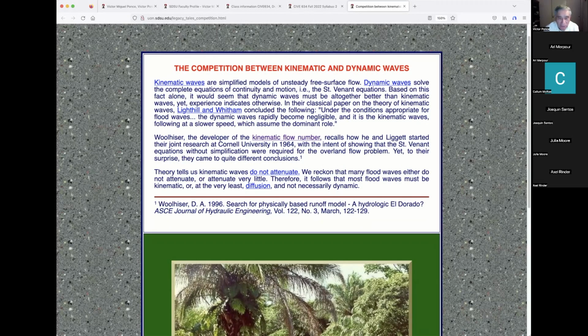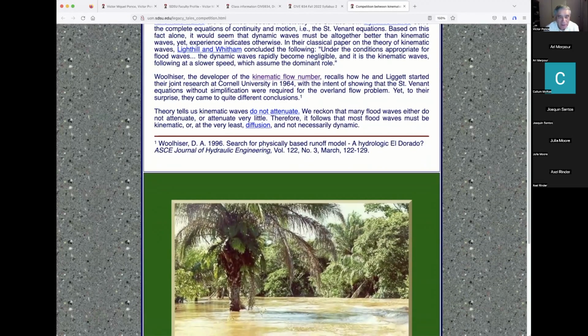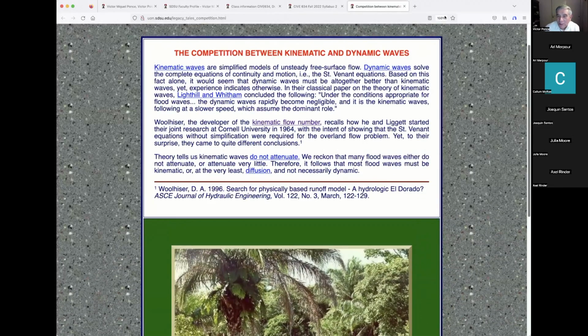And we already reviewed this, by the way. So theory tells us that kinematic waves do not attenuate, for sure, 100%. We reckon that many flood waves either do not attenuate or attenuate very little, for sure, 100%. Many flood waves do not attenuate, so therefore they're kinematic. Therefore, it follows that most flood waves must be kinematic, or at the very least diffusion, and not necessarily dynamic. So that's the story. That's the end of this.